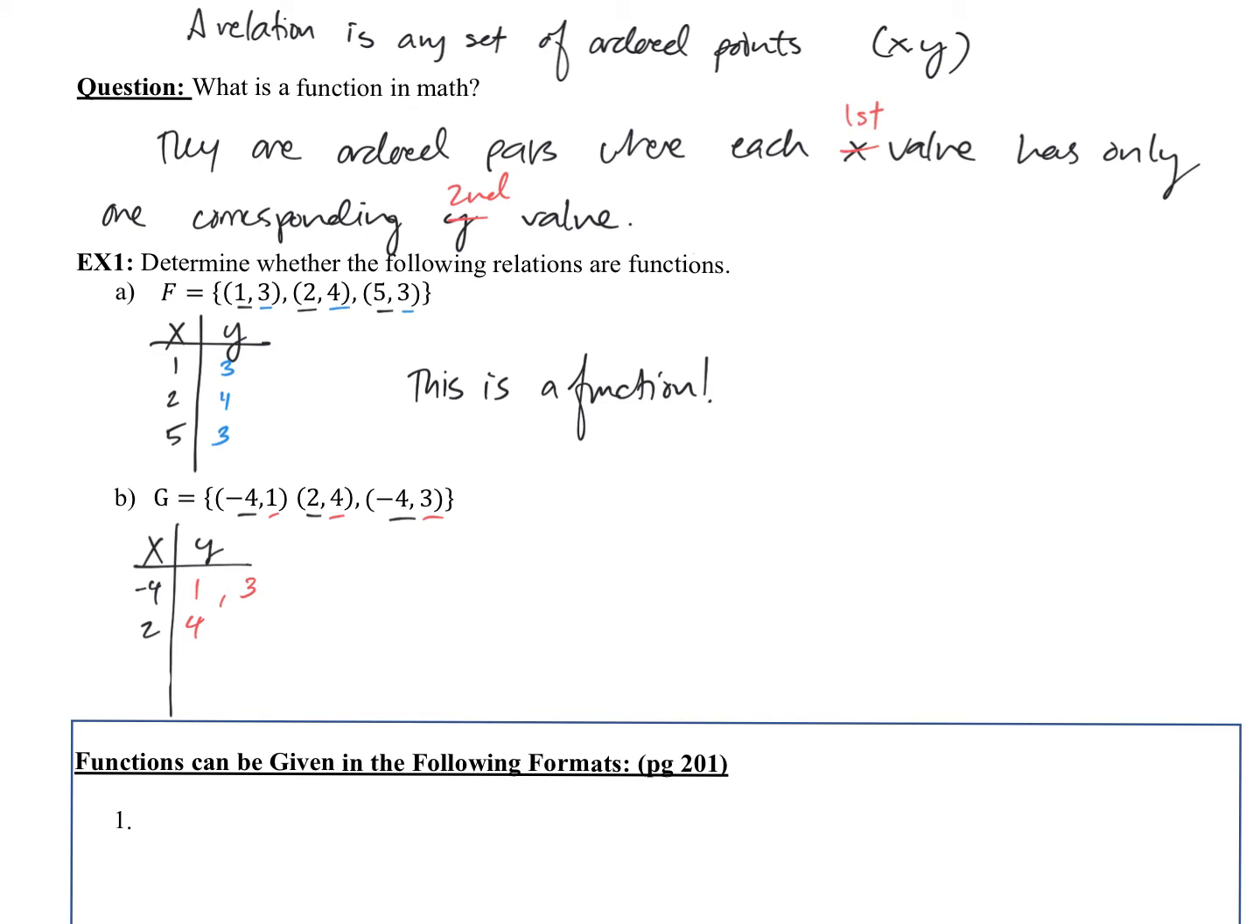Does this fit the definition where each x value should have only one y value? The answer is no, it doesn't, because our x value of -4 apparently has two different matching values. So this is not a function. It might be some other type of relation, but it's not a function. It does not fit the definition of a function. So once again, at some point, mathematicians were like, you know what? Let's focus on this certain type of relation, and we'll call it functions. So that is the ones we're looking at, where each x value has one y value.